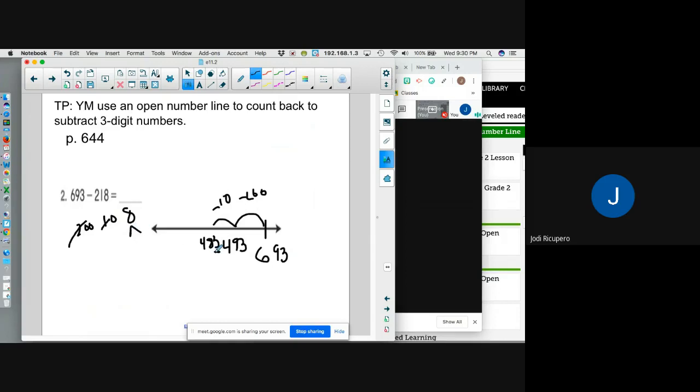But I have 3 here. It's hard to take away 8 from 3. So what I'm going to do first is take away 3. And I'm up to 480 now. And now I'm going to take away 5 more. 480 take away 5 equals 475.